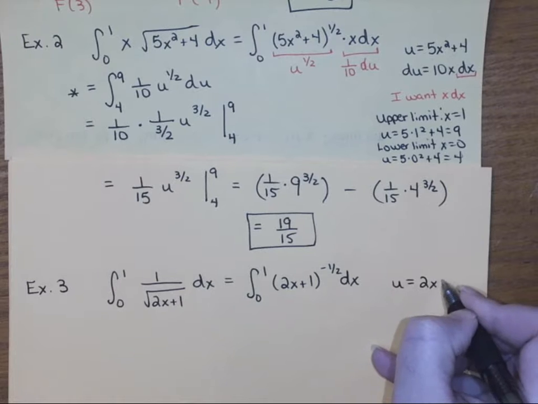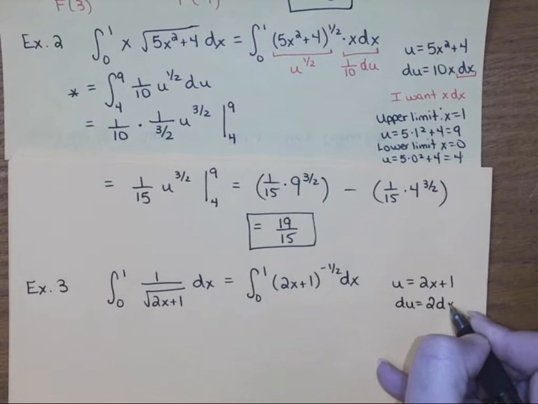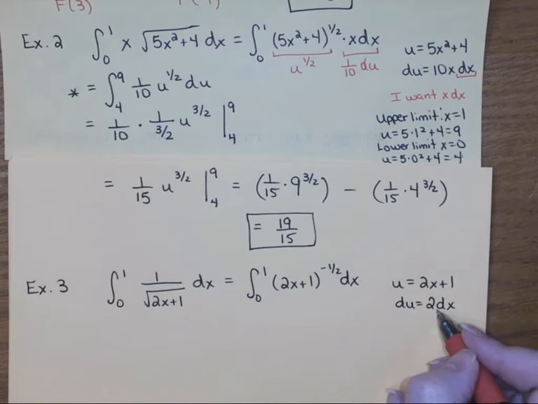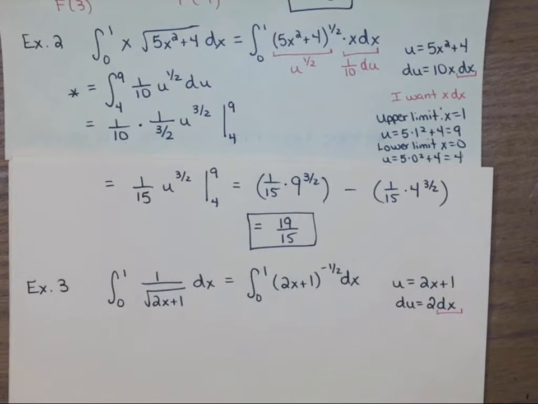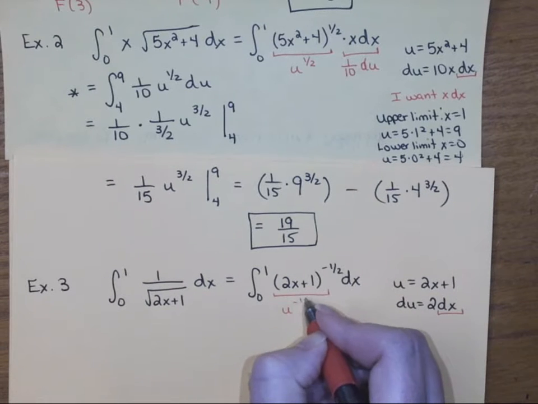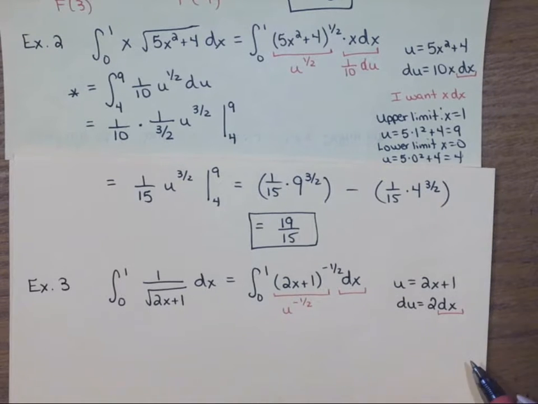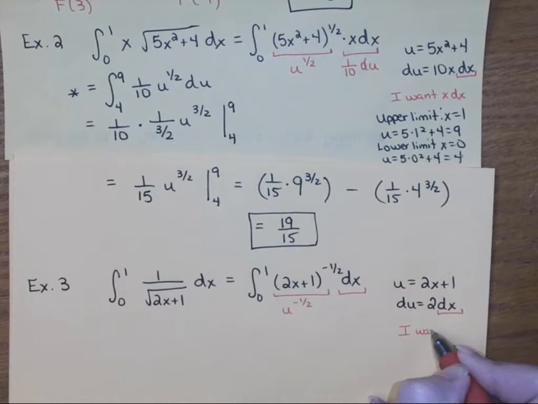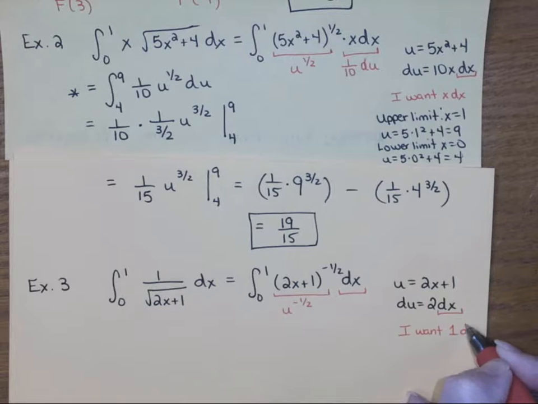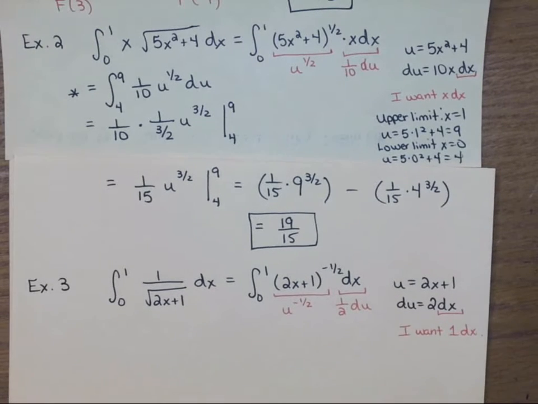So I'm going to let u be the inside piece. So the derivative of that is 2 dx. Okay, this is just notation. So let's talk about what I have. Here I have u to the negative 1/2. But here I don't quite have what I have here, right? So notice I don't even want any number there. I actually just want 1 dx. Okay, so how can I get rid of that 2? I can multiply by 1/2. So this is just 1/2 du.